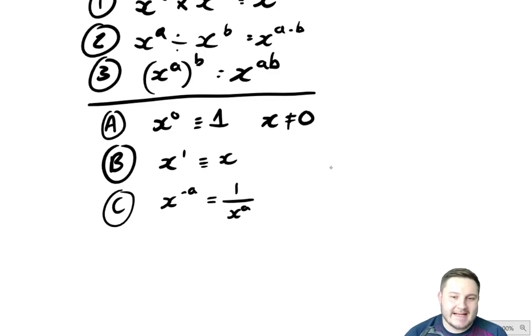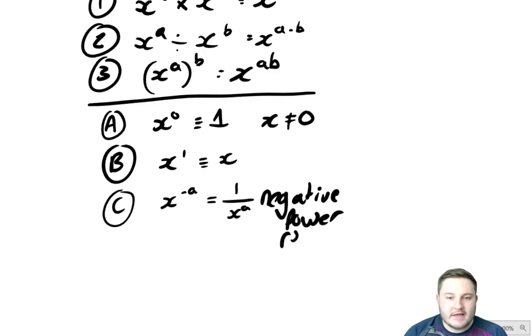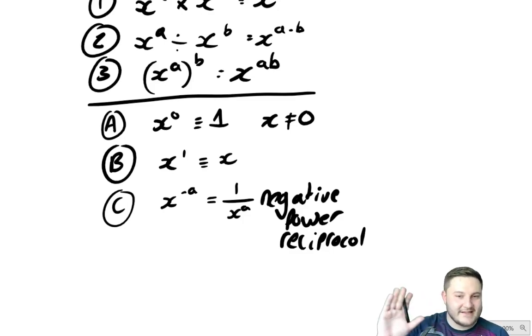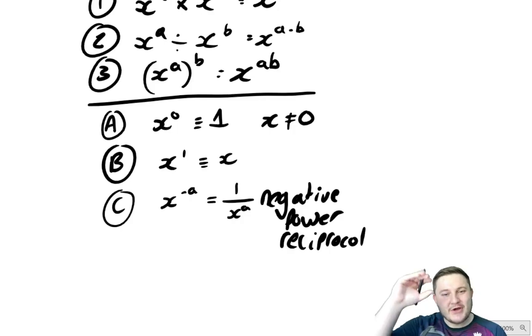So the key idea here is that a negative power is the reciprocal. So you just, I was going to say flip it over, but that is the very naughty phrase that we shouldn't say as teachers. But you basically just put it as 1 over.